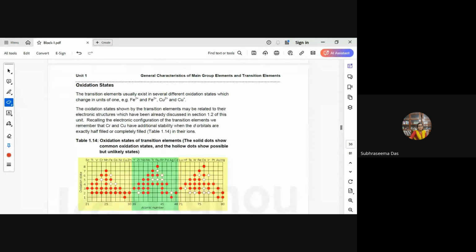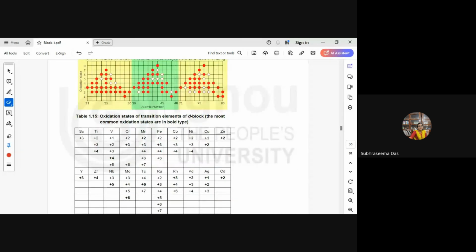Then coming to oxidation states, we know the transition elements usually exist in several oxidation states such as Fe3+, Fe2+, and variable oxidation states. The oxidation states exhibited by the transition elements may be related to their electronic structures and configuration. We know that transition elements have vacant d orbitals, so depending on the filling of the d orbitals, they have variable oxidation state and variable valency.